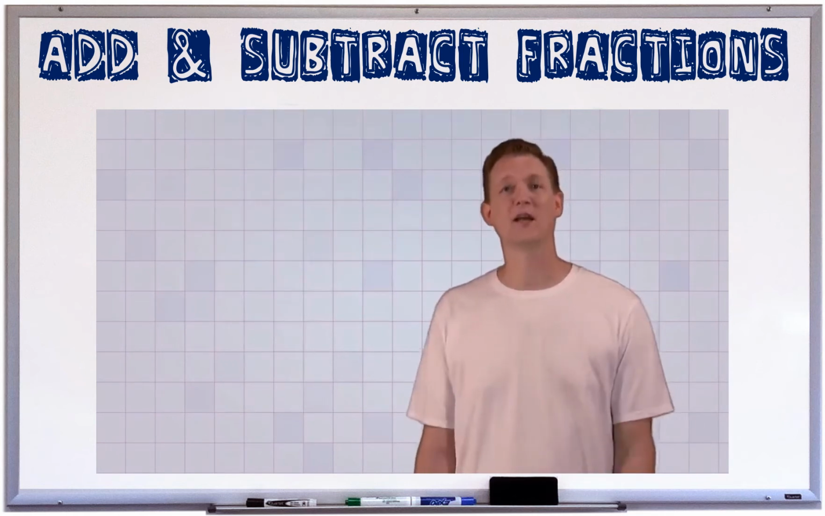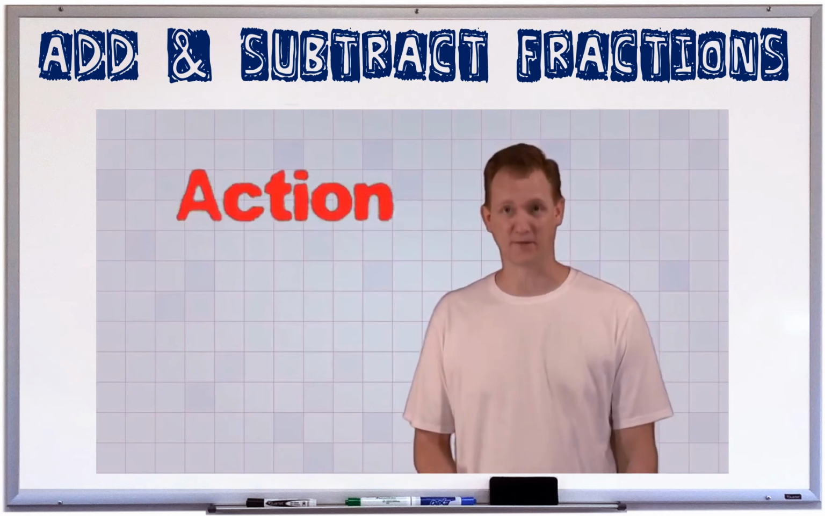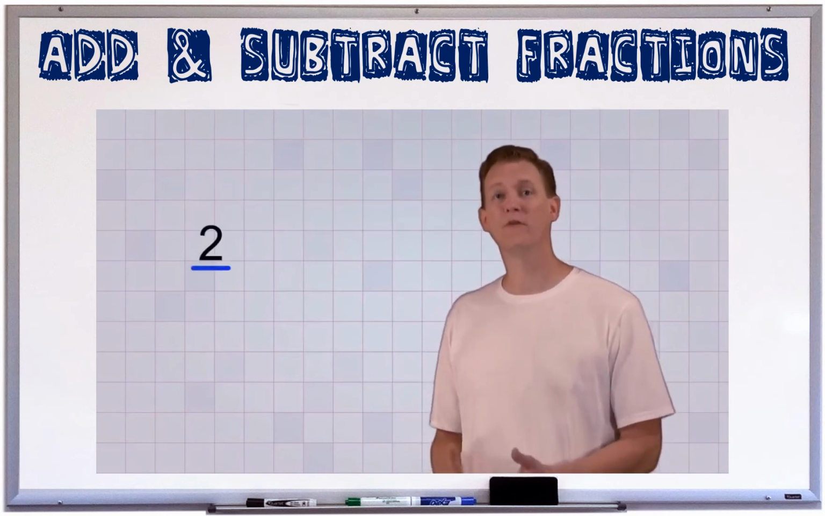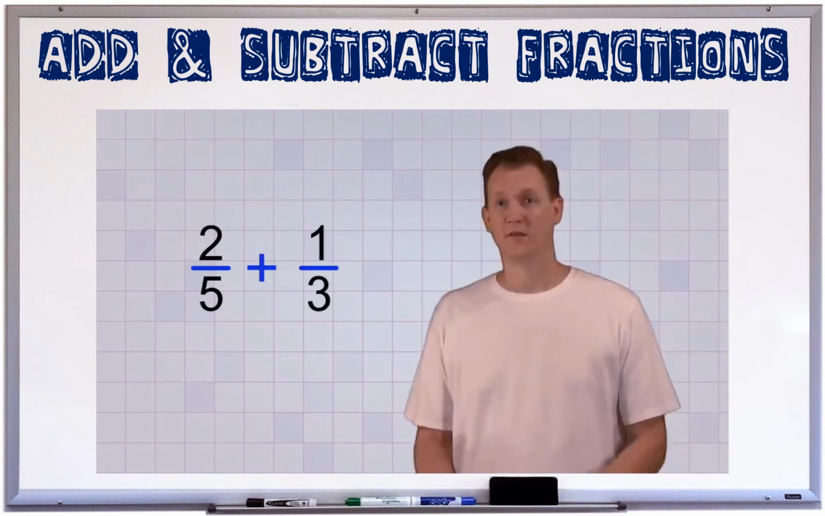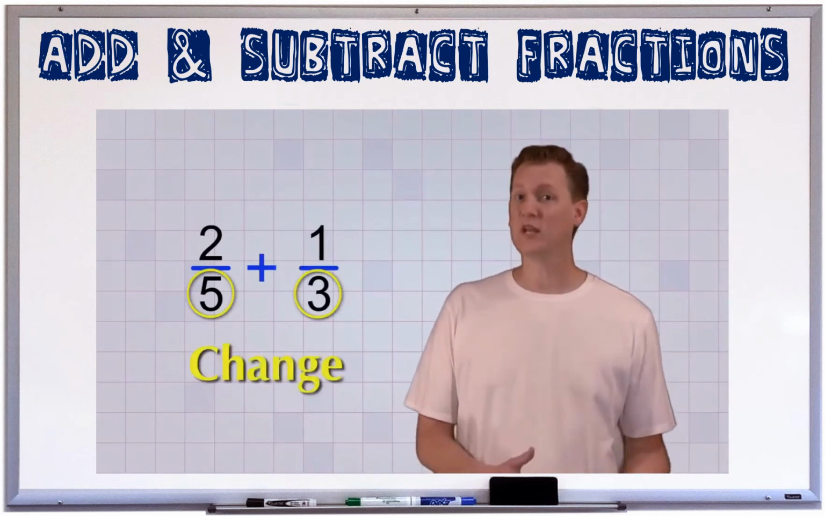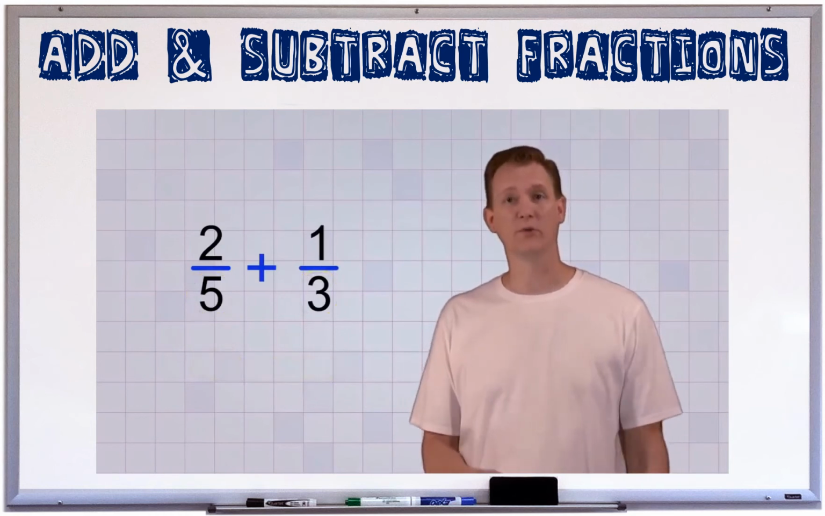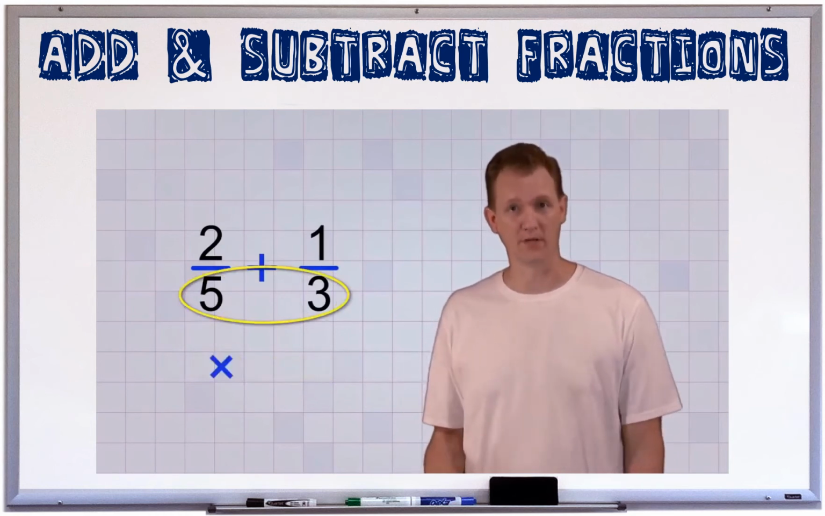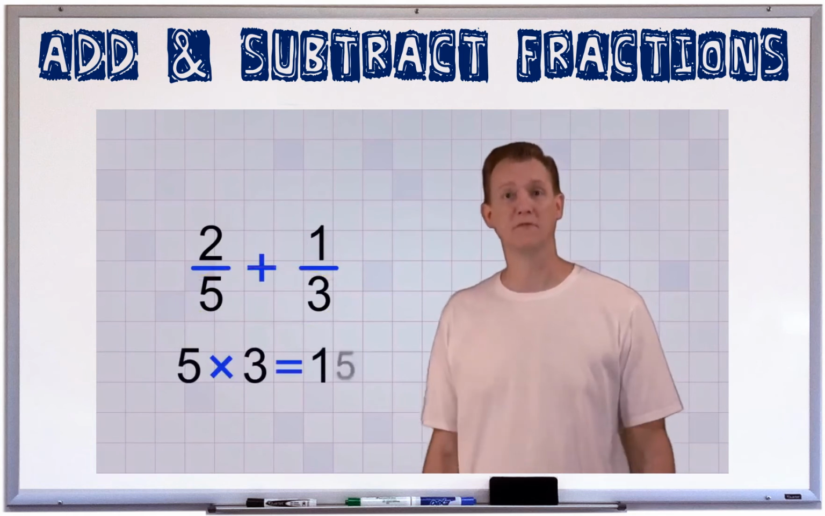Okay, let's try a couple examples so we can see this method in action. Let's add the fractions 2 over 5 and 1 over 3. These are not like fractions because they have different bottom numbers, so we're going to change them. And the common denominator we will use is the product of the bottom numbers. 5 times 3 equals 15.